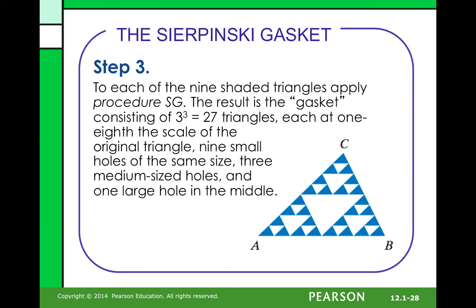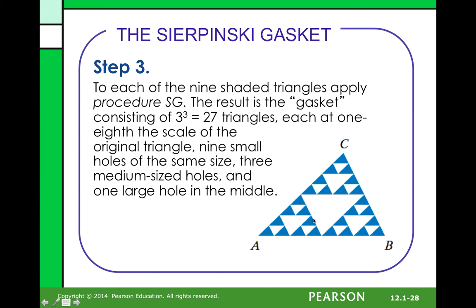So to each of the 9 shaded triangles, we apply the procedure SG, which just stands for go to all the blue shaded triangles and delete the middle of them, like we've been doing. The result is this gasket, which consists of 27 triangles, each at 1/8 the scale of the original triangle. So there are 9 small holes of the same size, 3 medium-sized holes, and 1 large hole in the middle.